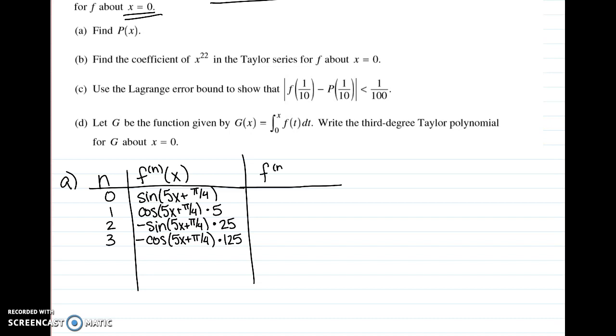Okay, and then since we want this Taylor polynomial centered at 0, we're going to plug in 0 for each of these. So we have sine of 0 plus pi over 4, which is square root 2 over 2. We have 5 times cosine of pi over 4, which gives us 5 on the square root of 2 over 2. When we plug in here, we get negative 25 on the square root of 2 over 2. And we plug that into our third derivative, we get negative 125 on the square root of 2 over 2.